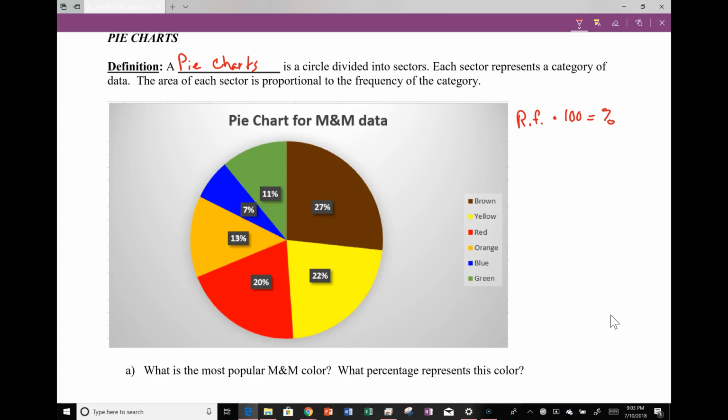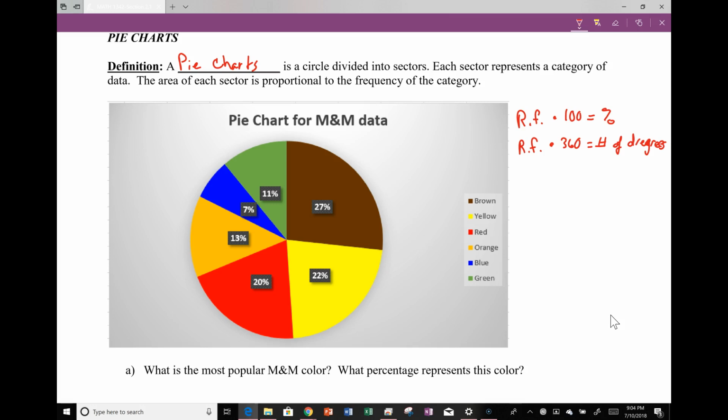In order to actually graph a pie chart, what we need to do is get the relative frequency, and we take that relative frequency and we multiply it by 360. This will give me the number of degrees for each piece. Because think about it, a pie is a full circle. It is 360 degrees.